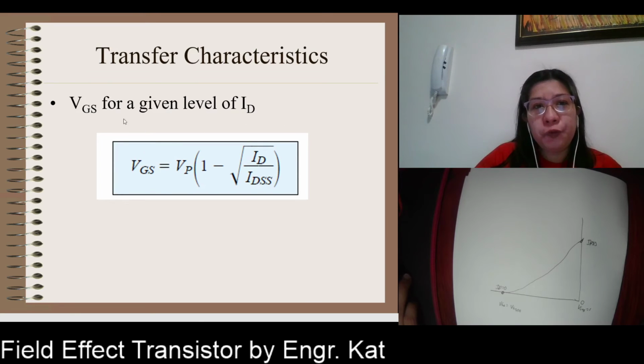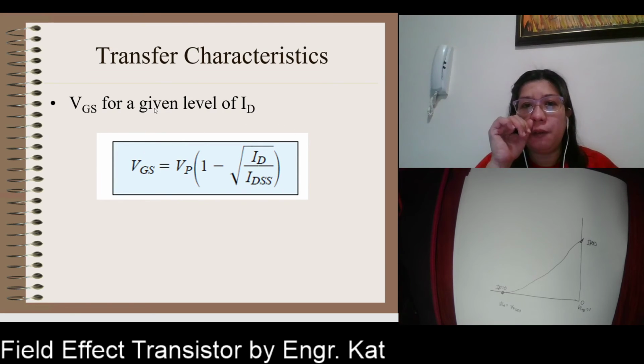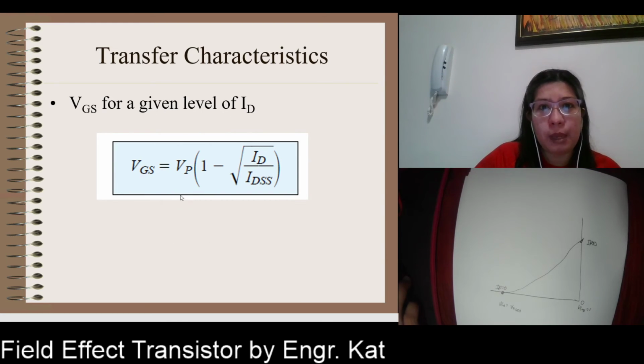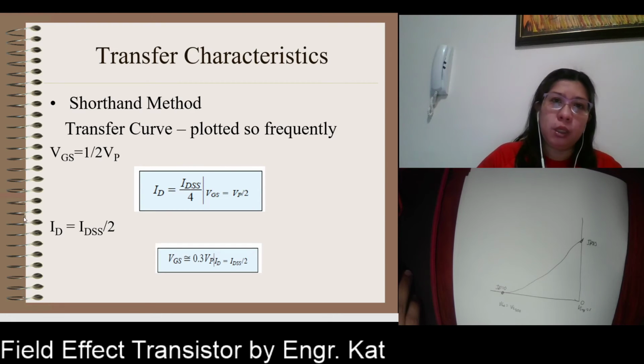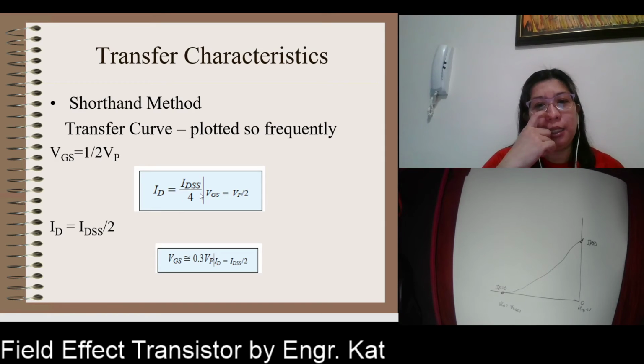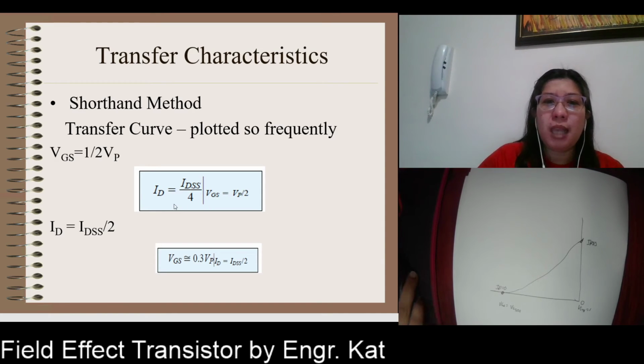We can use this formula, VGS for a given level of ID. Upon manipulating the formula, VGS is equal to VP times 1 minus the square root of ID over IDSS. Now, the shorthand method for the transfer curve: this is plotted so frequently that we can make use of shortcuts. When your VGS is equal to 1/2 of your VP, your ID is equivalent to IDSS over 4. So this happens when your VGS is half of your VP.